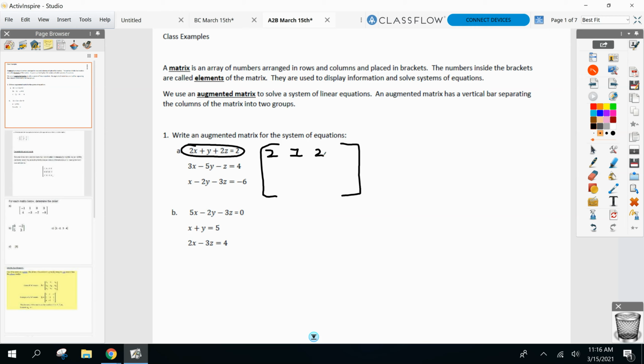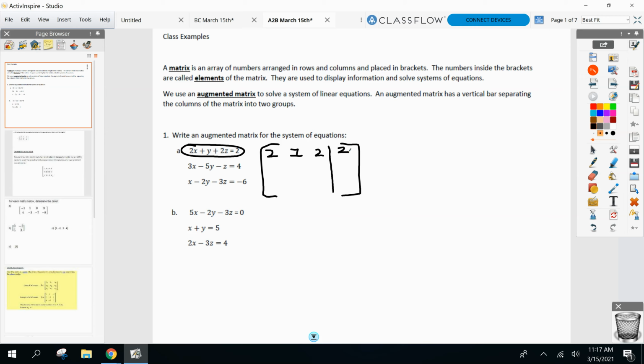Now you come to the equal sign. And for the equal sign in a matrix, we put a vertical line down. That tells us there was an equal sign there. And then what it's equal to on the other side, 2. So see how we just came up with that? x, y, z, the equal sign, and then what it's equal to. And I'm going to do the same exact thing now for the next two equations.